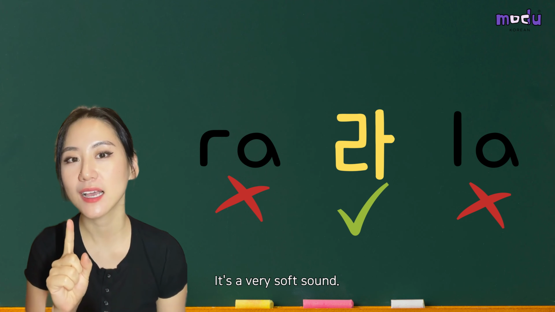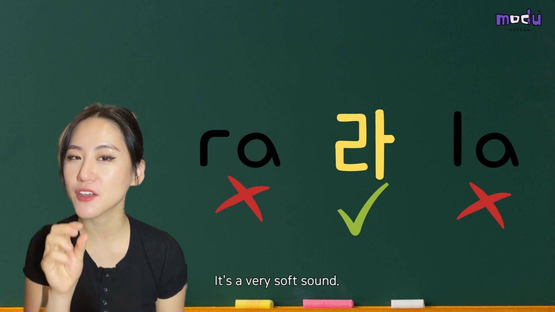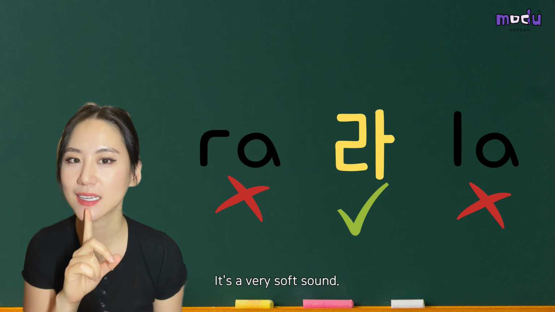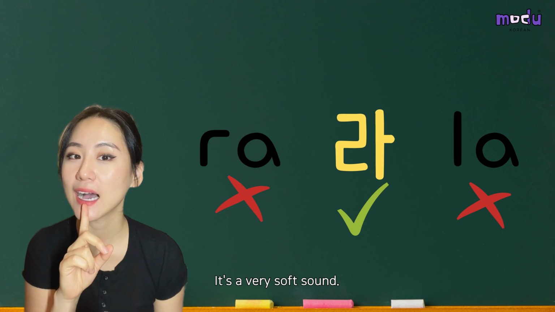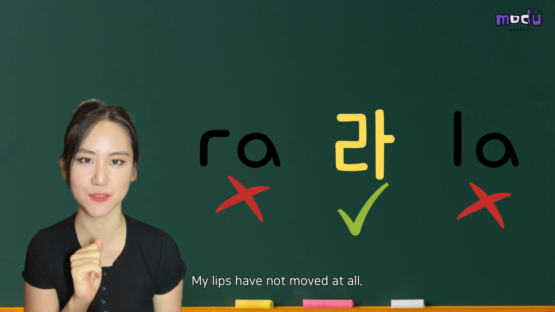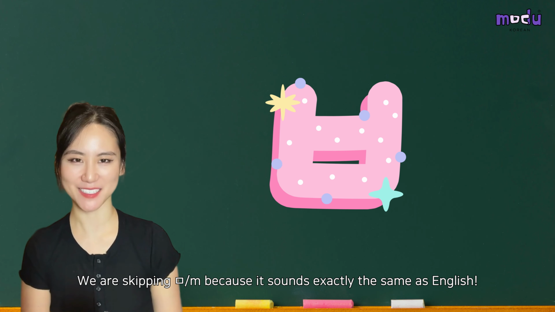Watch again. Ra, ra. And notice how it's a slightly rolled sound, not with the lips. Ra, ra. Notice my lips haven't moved at all, which minuses the rolling R sound. Alrighty, we are on to the B character.